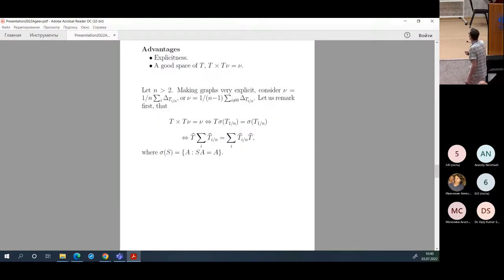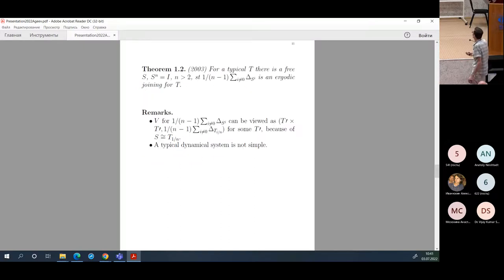So for these purposes, this restriction is not essential. It's a huge class of dynamical systems V, such a projection, almost every dynamical system. So for almost every dynamical system, we can construct T cross T and get invariant measures sitting on n minus one graphs. Moreover, this support is on shifts of the diagonal.